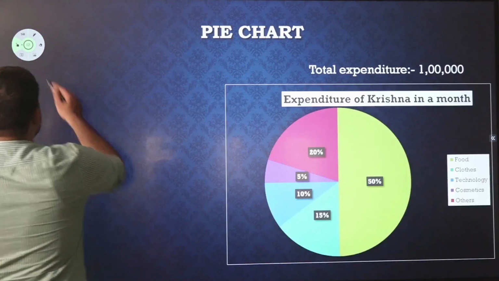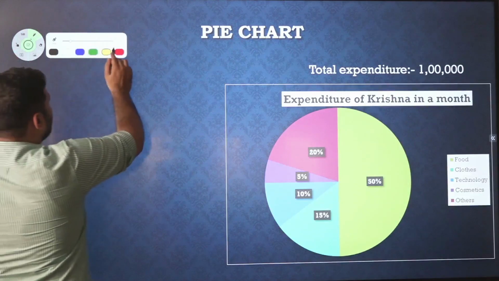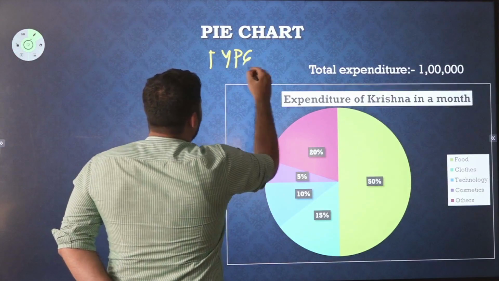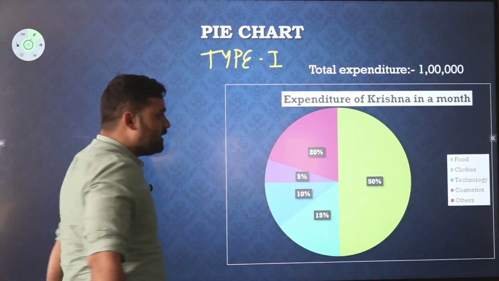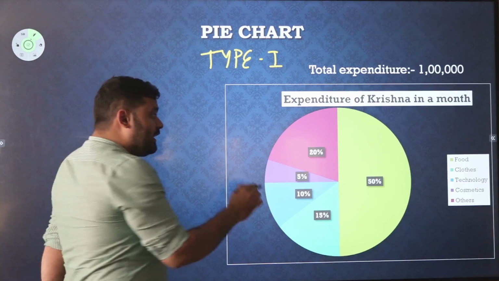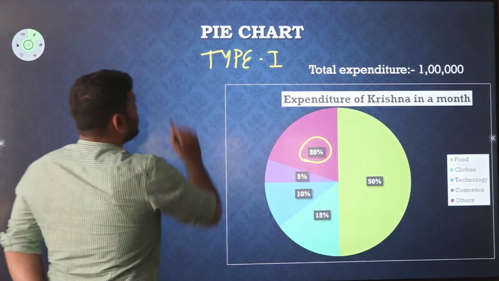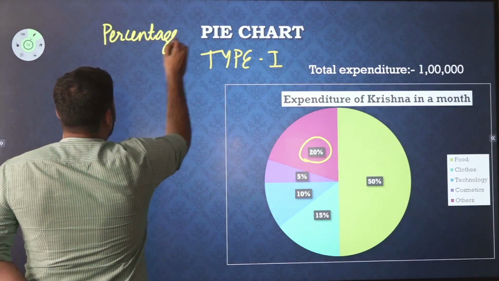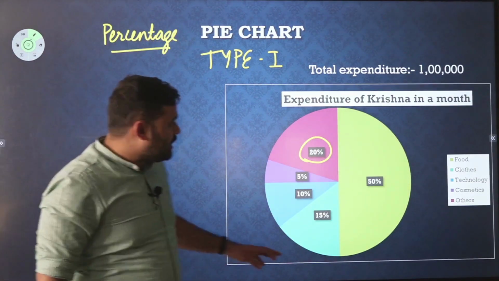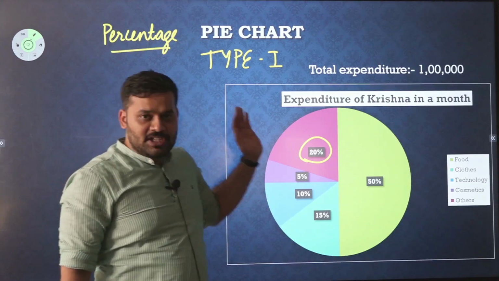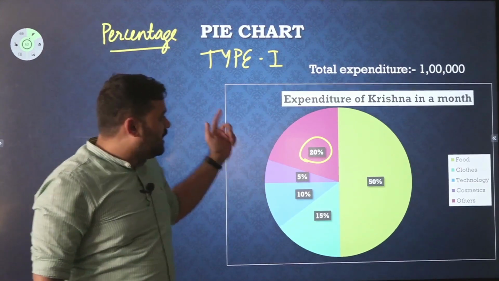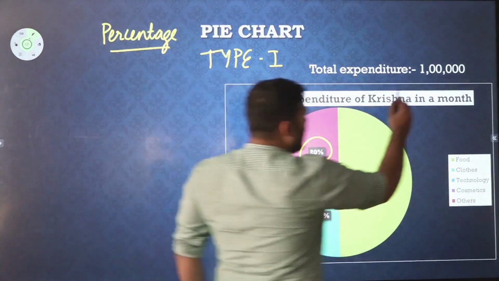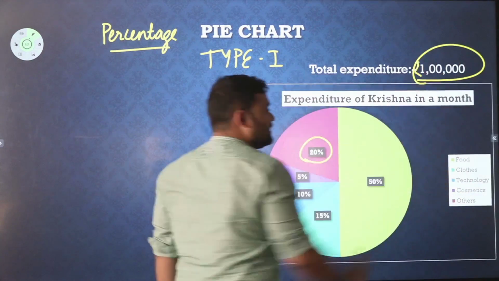First type of chart is pie chart. And in pie chart, as I've already told you, there are 2 types of chart. So this is type 1. Why do I call it type 1 chart? The reason I call it type 1 chart is that here data will be in percentage. So I can call it a percentage pie chart. Here you can see this is the expenditure of Krishna in a month. Just to give you an example, here Krishna has spent 50% of his total expenditure. His total expenditure is 1 lakh rupees, let us assume.